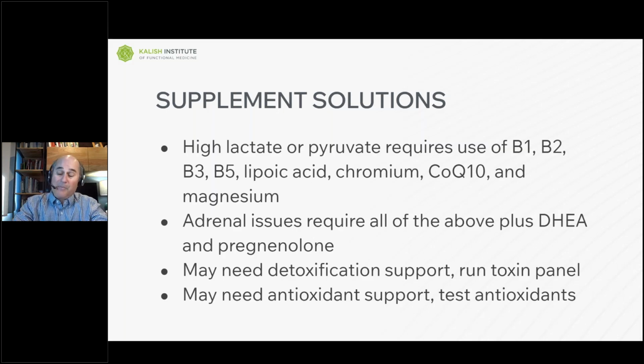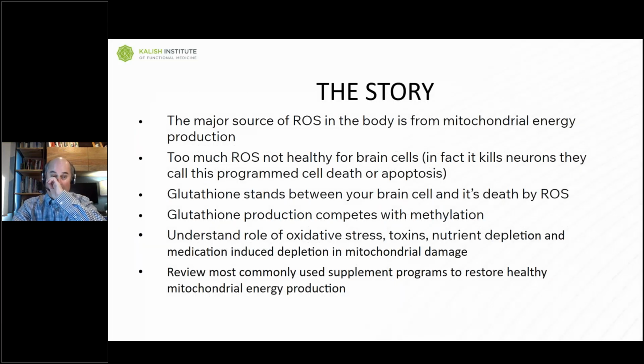Most of the time, people with damaged mitochondria are going to need detoxification support. So you want to look at the detox markers on organic acids, and you're going to want to run a toxin panel to see what's happening there, because that's why the mitochondria are being damaged. You're also going to want to run an antioxidant profile. There are some antioxidant markers on organic acids. You may want more information. You can test additionally for antioxidants.